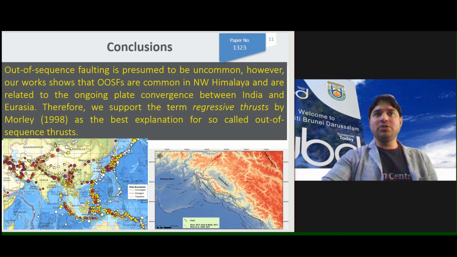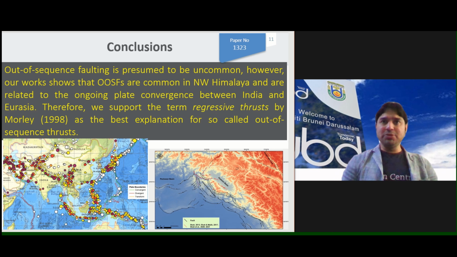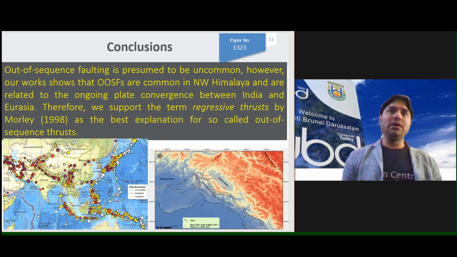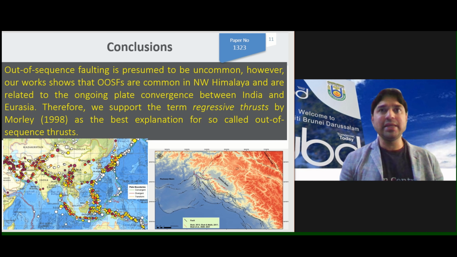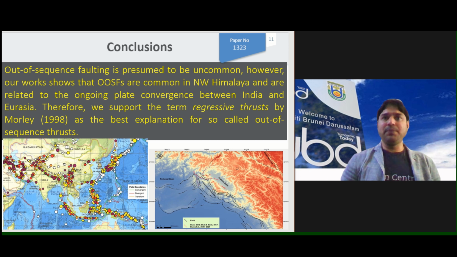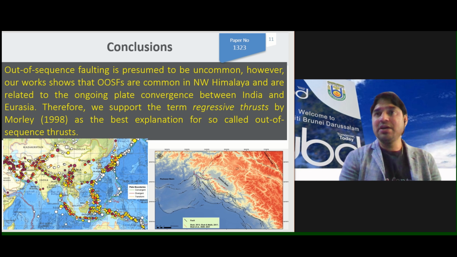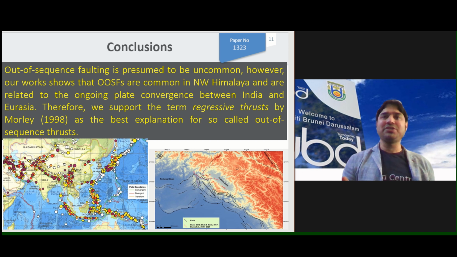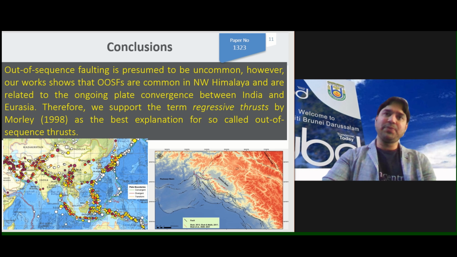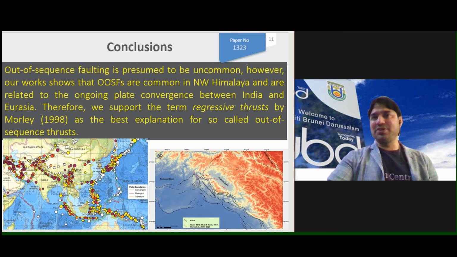So just to conclude, out-of-sequence faulting is presumed to be uncommon. However, our work shows that out-of-sequence faults are common in the northwestern Himalaya and are related to the ongoing plate convergence between India and Eurasia. Therefore, we support the term regressive thrusts by Morley. So Morley used the term regressive thrusts as the best explanation for out-of-sequence thrusts.